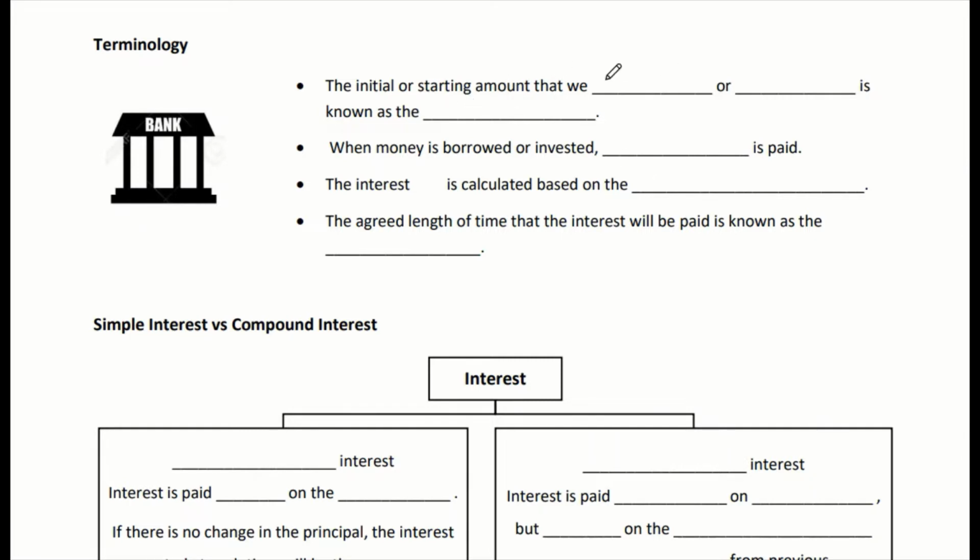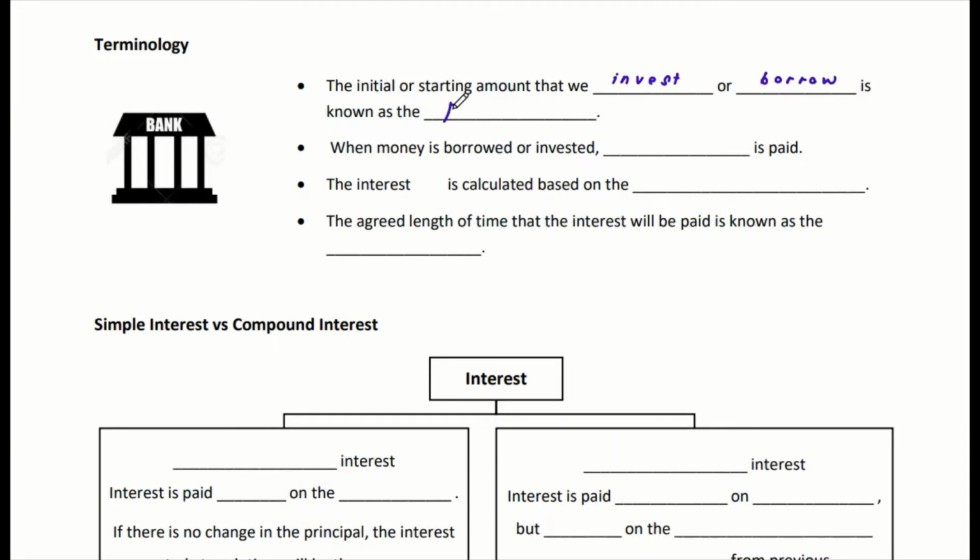The initial or starting value that we invest in a bank or borrow from the bank is known as the principal. For example, today you bring $5,000 and save it in a bank. The $5,000 is the principal. When you put $5,000 in the bank, you are expected to get interest, right? This is why we are saving. Of course, for safety purposes, if you put your money inside the bank, you will get interest as well. So when money is borrowed or invested, interest is paid.